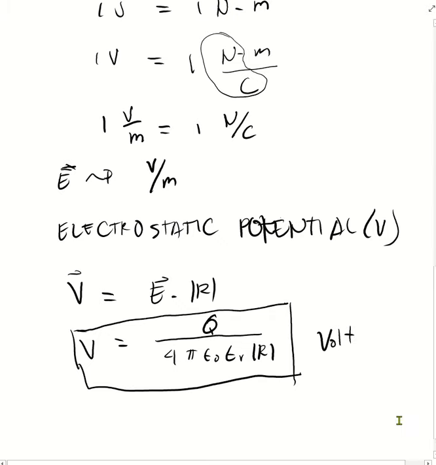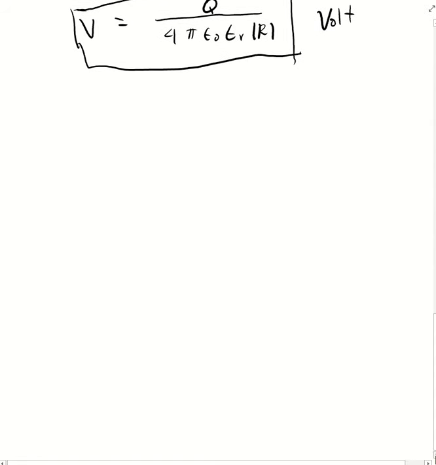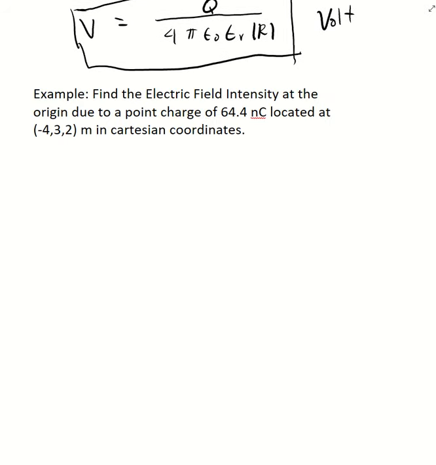Now let's take an example. So this is the example. Find the electric field intensity at the origin due to a point charge of 64.4 nanocoulomb located at -4, 3, 2 in Cartesian coordinates. So this is a very straightforward problem. We just need to solve for the electric field intensity at the origin, if we have a charge around the origin that is located at -4, 3, and 2.